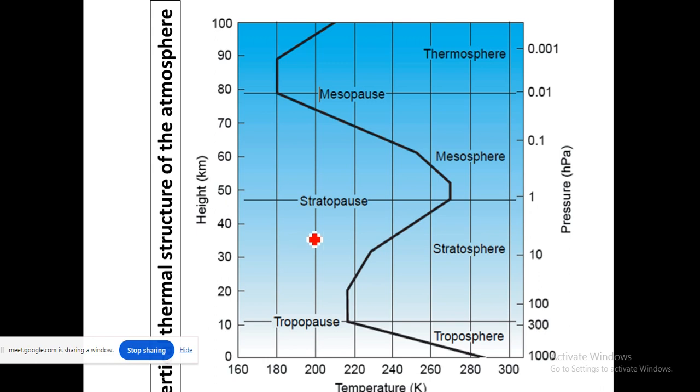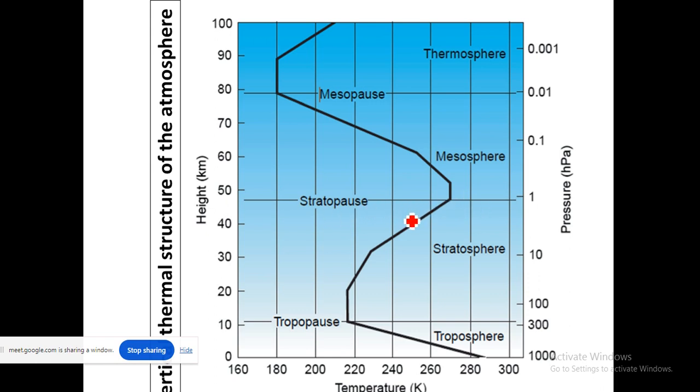This is the layer in which ozone is present. The increase of temperature with respect to height is caused by the ozone particles. The highest concentration of ozone is present at around 25 kilometers height. The stratosphere extends up to a height of 50 kilometers. So that is the stratosphere.